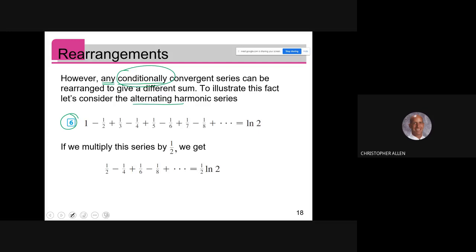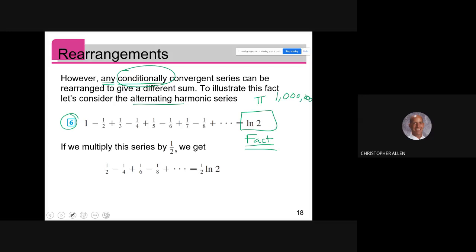Here's what I'm telling you. This, by the way, is a fact. The sum of the alternating harmonic series, which by the way seems kind of odd, is the natural log of 2. However, I'm telling you, if you rearrange the order of these terms, you can get any number you want. You can get pi, you can get a million, you can get a googolplex, you can get whatever number you want. Now, I'm going to show you an example of that.